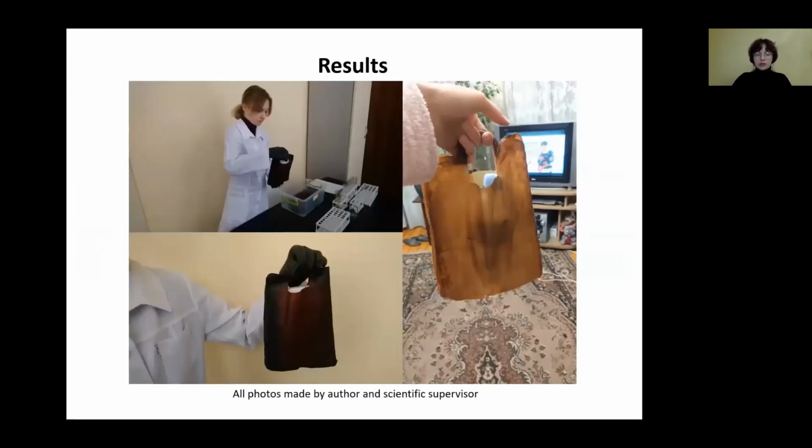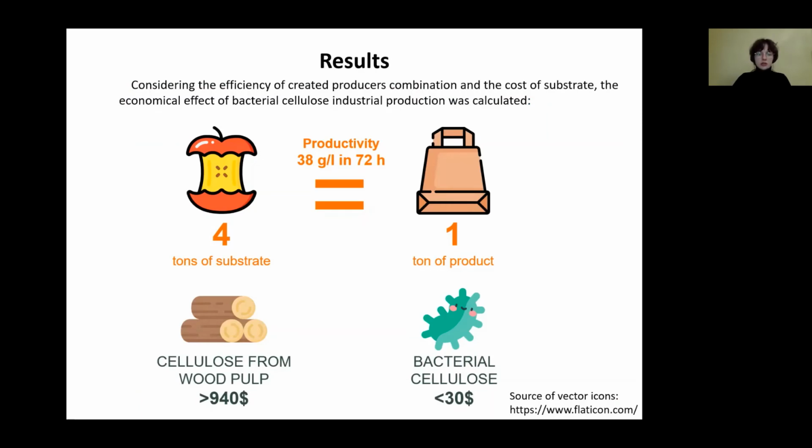Physical properties of the obtained material were demonstrated with the help of a self-made bag. Two pieces of cellulose film were glued with sucrose solution. Considering the cost of the raw material, less than 1 cent for 1 ton, the cost of a ton of bacterial cellulose would not exceed $30. At the same time, the market price of a ton of wood pulp can be higher than $940.